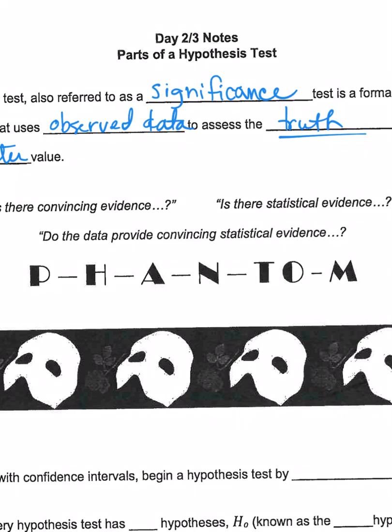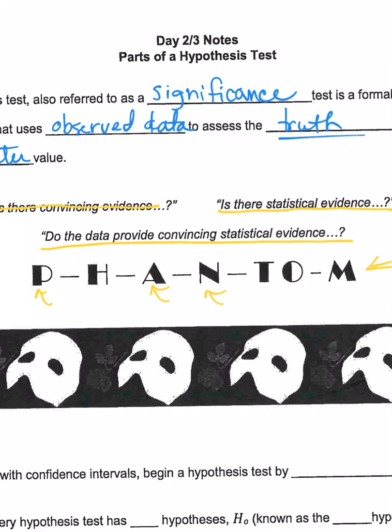Is there convincing evidence? These are the phrases that you're going to get on the test. They're not going to tell you to do an inference test. They are going to give you phrases like, is there convincing evidence? Is there statistical evidence? Does the data provide convincing statistical evidence? We are going to run what we call, instead of PANIC, PHANTOM. Now, some of the things still mean the same thing. P is what? Parameter. Still parameter. A is still our assumptions. N is still naming the test. And you're going to have to get the other ones, so let's go through these and figure out what they are.